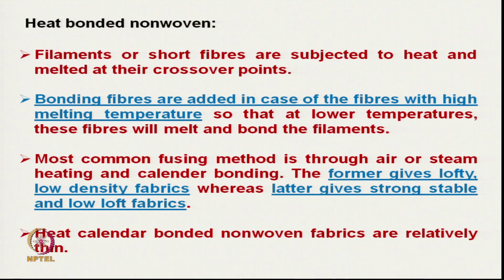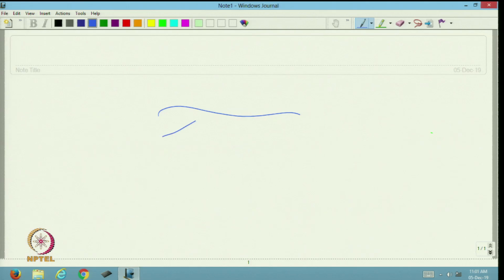Sometimes heat bonded nonwovens are used. Filaments or staple fibers are subjected to heat and melted at their crossover points. These are the geotextiles where bonding fibers are also used. Where the melting point of fibers is very high, there we can use some bonding or fusing fibers, like if we want to use, say, polyester, these are the polyester fibers.